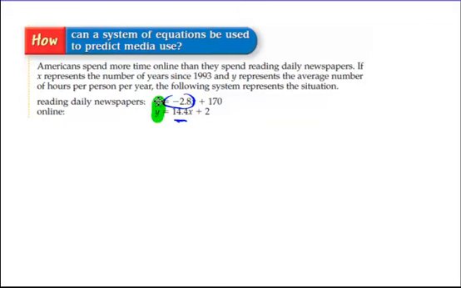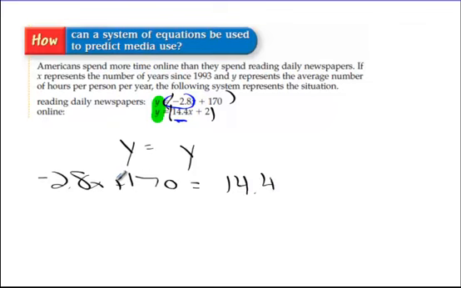Remember, substitution means the same. Well, I think we would all agree that y is the same thing as y. So if I say y equals y, that means I can take and replace these other equations and plug them in. So negative 2.8x plus 170 equals 14.4x plus 2.